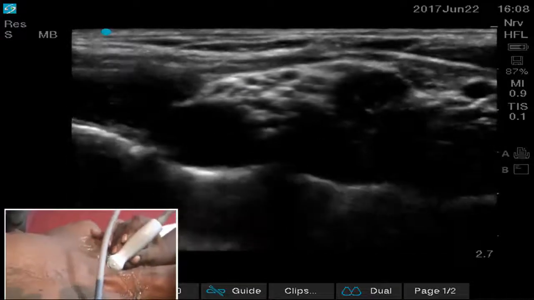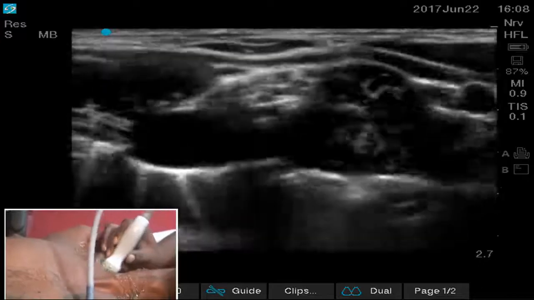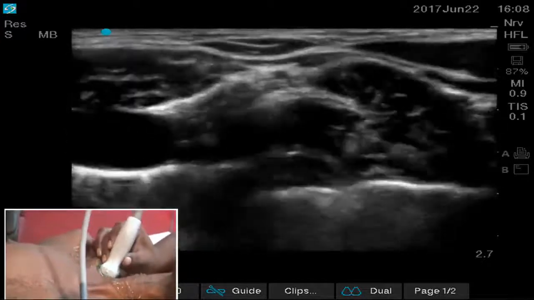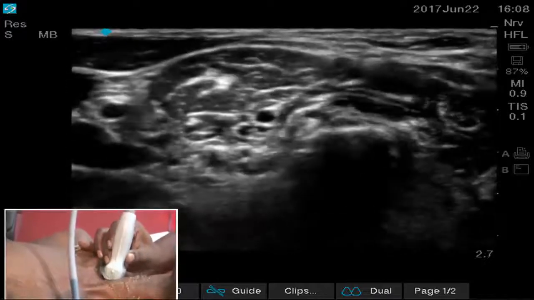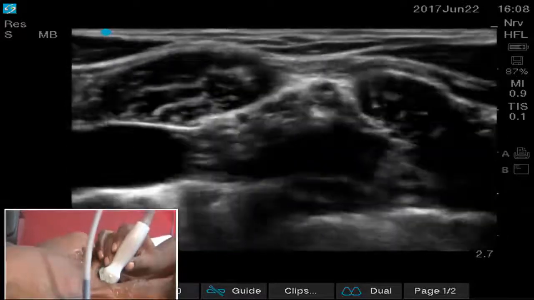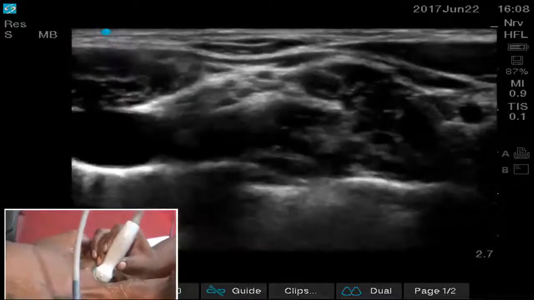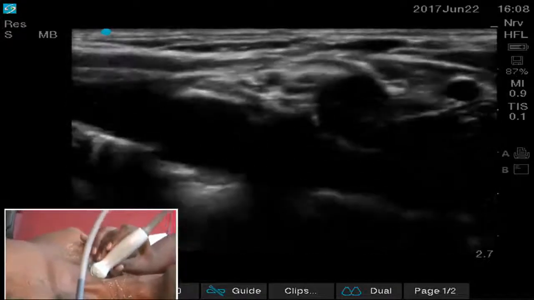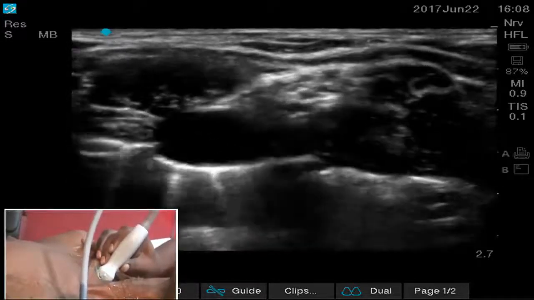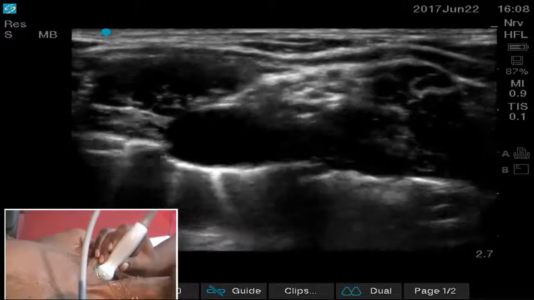So this is the supraclavicular area. Only in the supraclavicular area can we get C8 and T1, whereas in the interscalene groove you will see only C5, C6, C7. So if you want to anesthetize the inferior trunk, C8 and T1, you have to target the supraclavicular area. Now this is the brachial plexus above the clavicle.